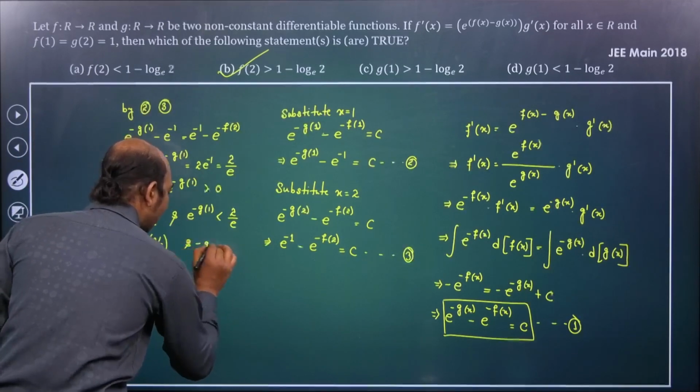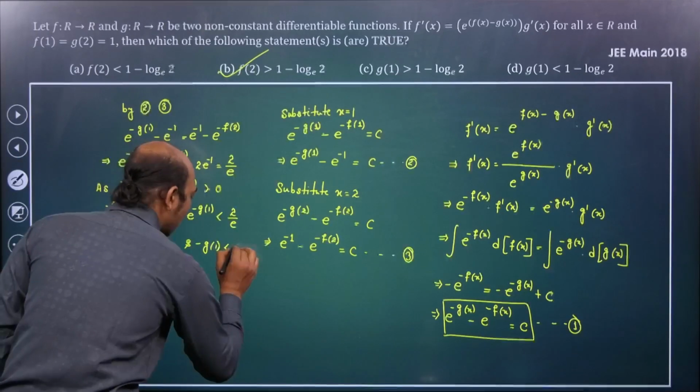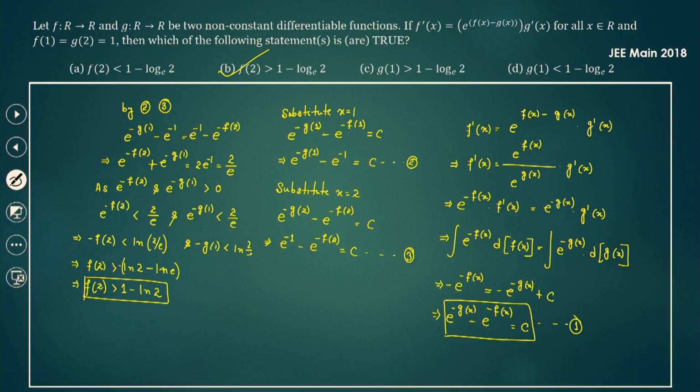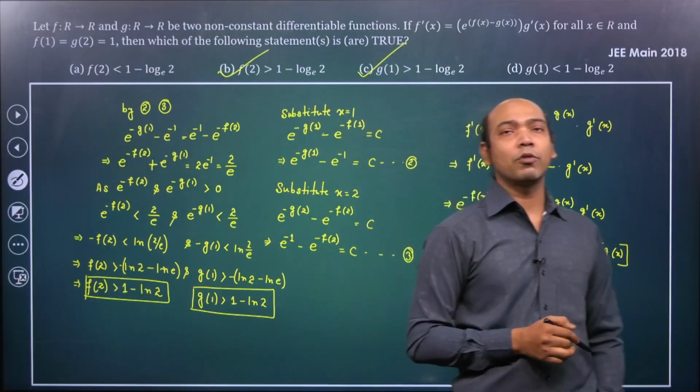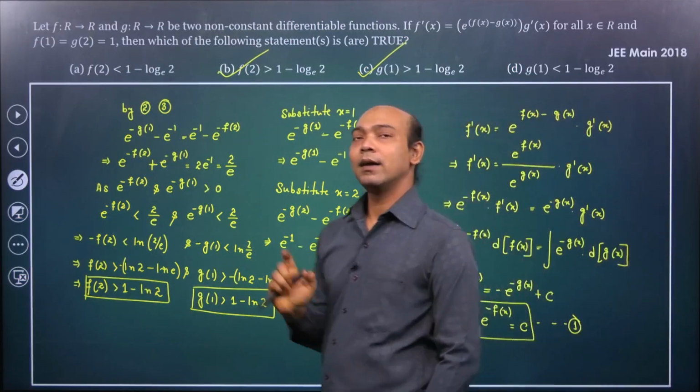So minus g1 is less than ln of 2 by e, which implies that g1 is greater than ln e minus ln 2. Since ln e is equal to 1, g1 is also greater than 1 minus ln 2. Here ln means log base e. So for this particular problem, options B and C are the correct answer.